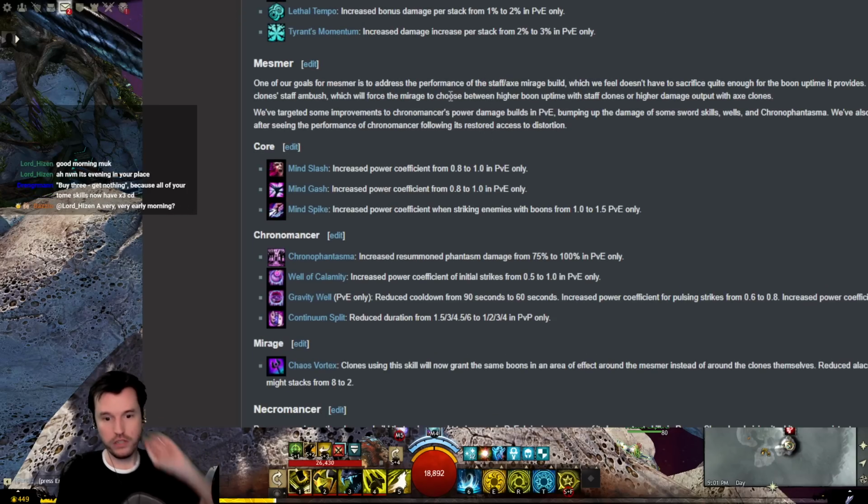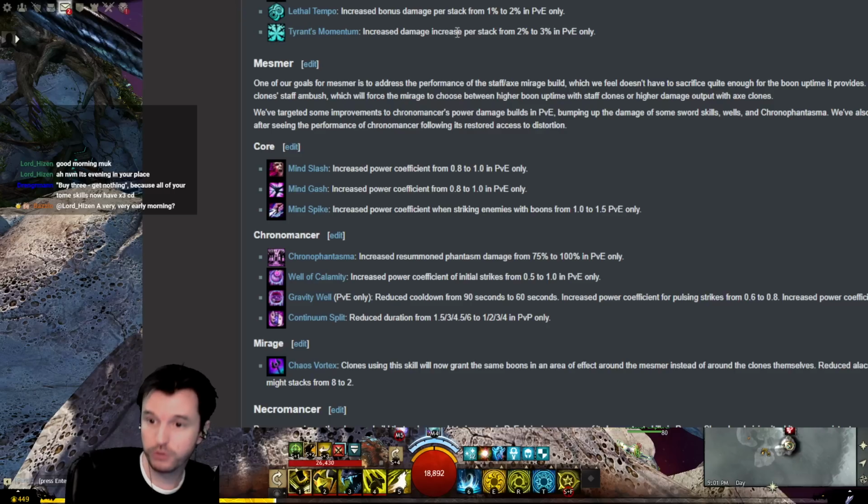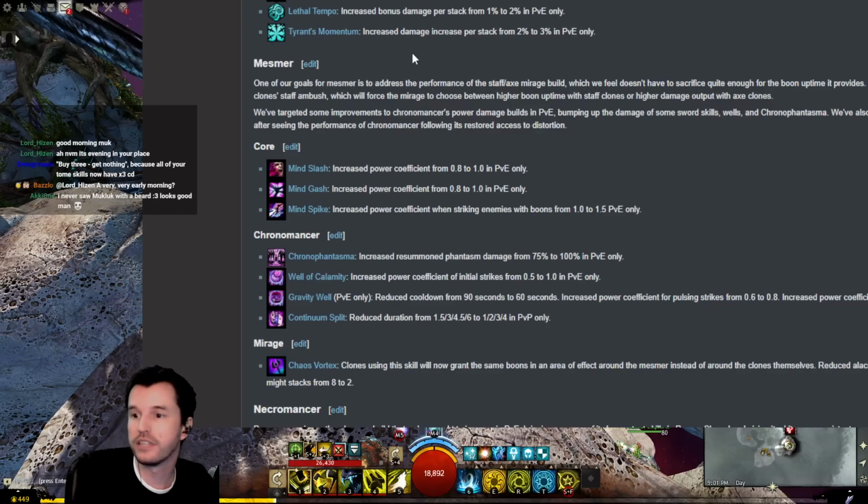Mesmer. One of our goals for Mesmer is to address the performance of the Staff and Axe Mirage build, which we feel doesn't have to sacrifice quite enough for the immense boon uptime it provides. We've moved some of the boon application to the clone's staff ambush, which will force the Mirage to choose between higher boon uptime with staff clones.